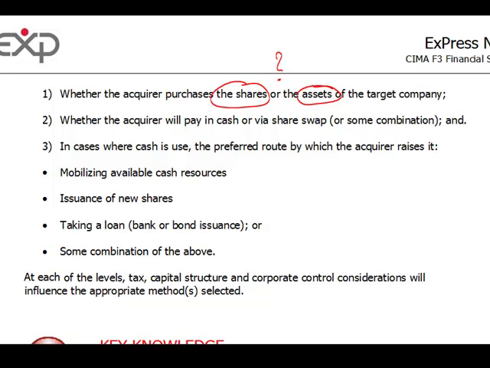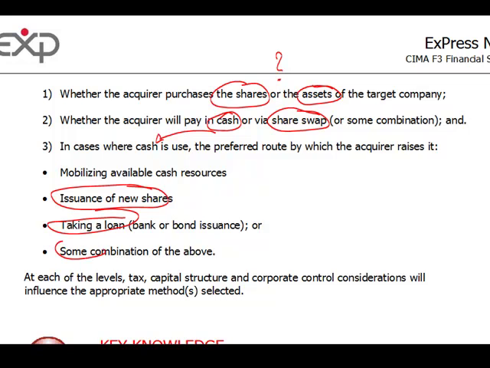Then how will you pay for it? Will you pay cash or will you give your own shares for it? Finally, if it's cash, then where do you take it from? Maybe you will issue new shares, take a loan, or both. So strategically, that's another thing to think about.